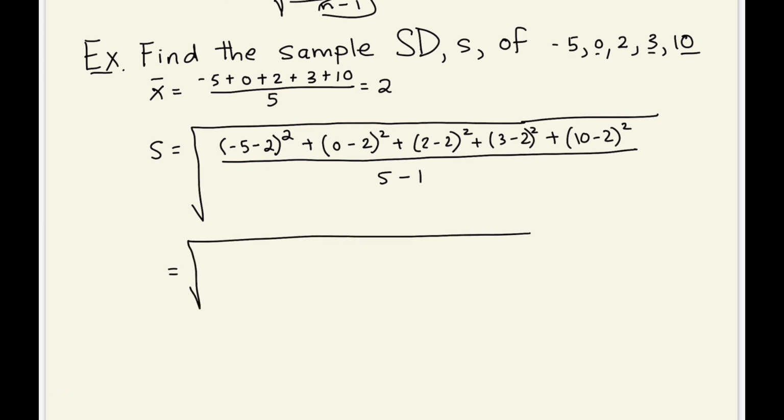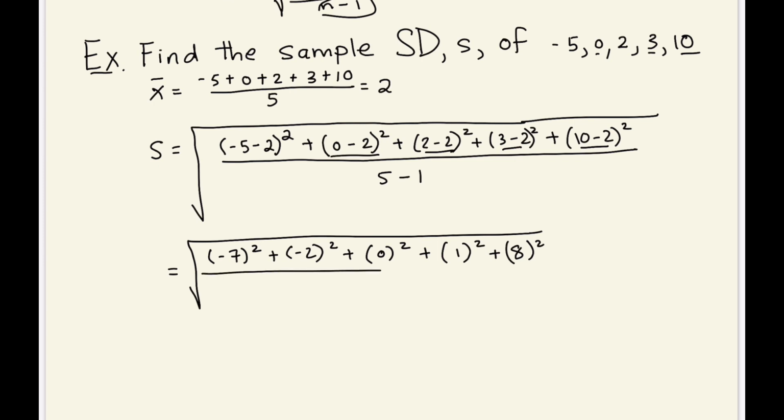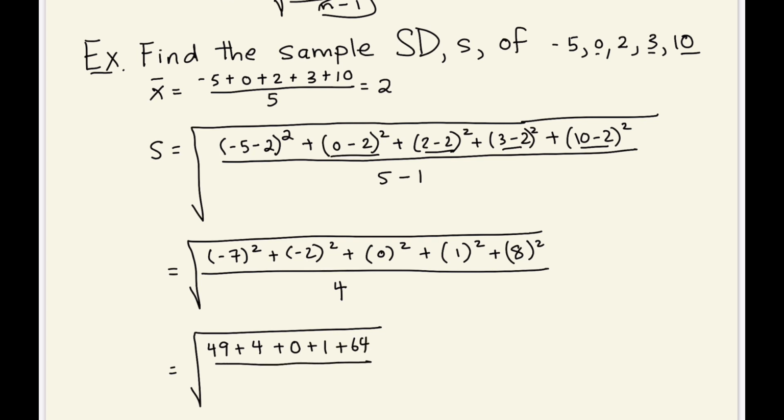So we have the square root of, now -5 minus 2 is -7. So I have -7 squared. Plus I have -2 squared. Plus 2 minus 2 is just 0, so I have 0 squared, plus 3 minus 2 is just 1, plus 8 squared. And that's over 4, okay? And that finally leaves me with 49 plus 4 plus 0 plus 1 plus 64 over 4.